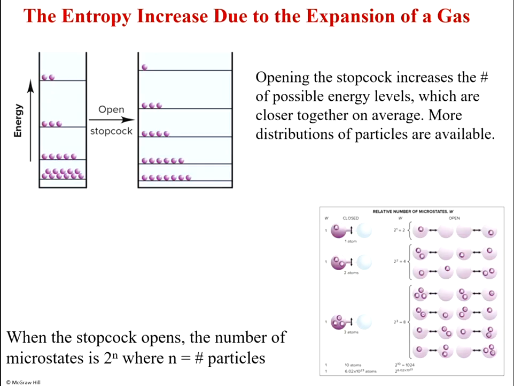If we do this with 3 atoms, and you can walk through all the iterations, there are now 8 ways the system can exist. So what this shows us is that when the stopcock opens, the number of microstates is 2 to the n power, where n equals the number of particles. When we go from 1 flask to 2 available flasks, that's where the factor of 2 comes in. We have twice as many locations available, and 2 to the n power gives us the number of ways, or the number of microstates, in which we can distribute n particles.